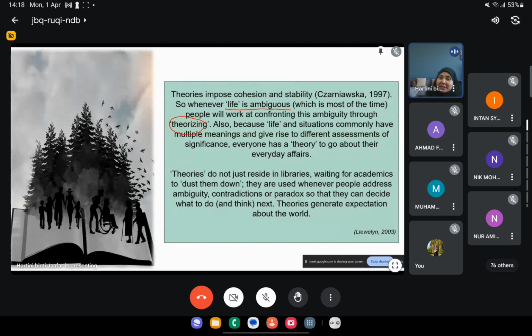So that is how we make predictions. It is like AI, it predicts our lives. So everyone has a theory to go about their everyday affairs. So theories basically generate expectations about the world. The rest I just wrote, you can read yourself. So that is the importance of theory, not only in the context of accounting but in our everyday affairs as well. Here it is more on the social side, although you may not see the picture of social life. Okay.